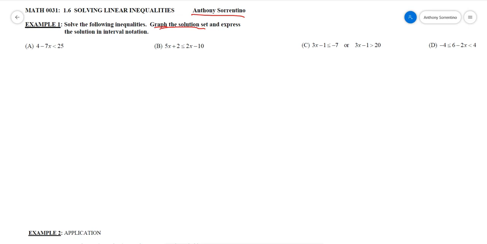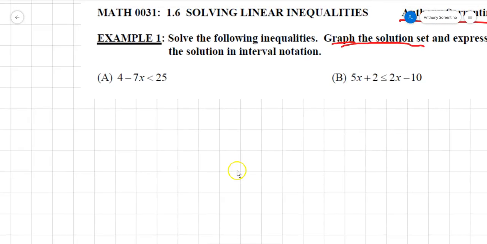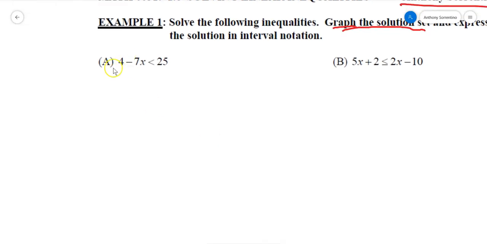So focusing my attention on A here, and let me just scooch that over a bit. I want to solve the inequality 4 minus 7x is less than or equal to 25. So what I want to do here is I just want to get x alone on one side of an inequality here. So I'm going to subtract 4 from both sides. And so I'm going to have a negative 7x less than or equal to 25 minus 4, which is 21. Now I'm going to divide both sides by a negative 7.